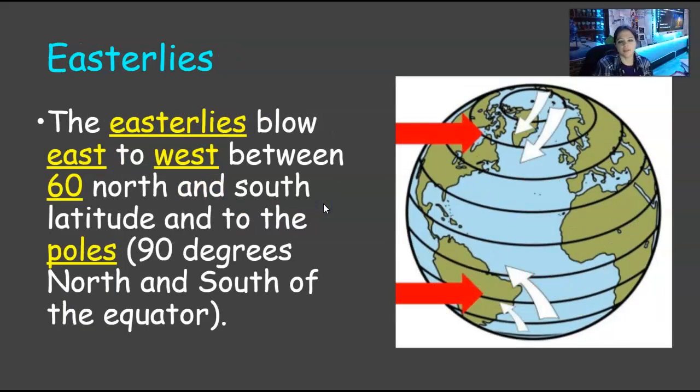And then at the very tippy top, from 60 to 90 degrees, either north or south latitude, you're going to have the easterlies. Again, you're going back east to west. So east to west, you have the trade winds and the easterlies. West to east, you have the westerlies.